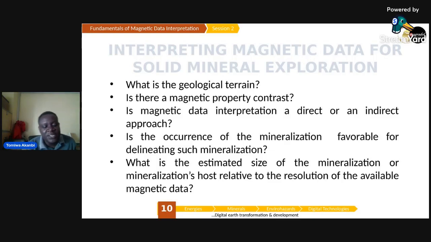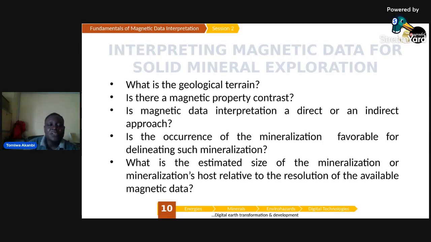So if you are having a terrain where there is no difference in the magnetic property contrast, despite the fact that there are different lithologies, as long as their magnetic properties are similar, it may not give you any information. But if you are having a geology that is having a particular magnetization direction, maybe another geology is having another direction, and then maybe another geology having a different intensity, then magnetic data interpretation could prove useful in such a kind of terrain.